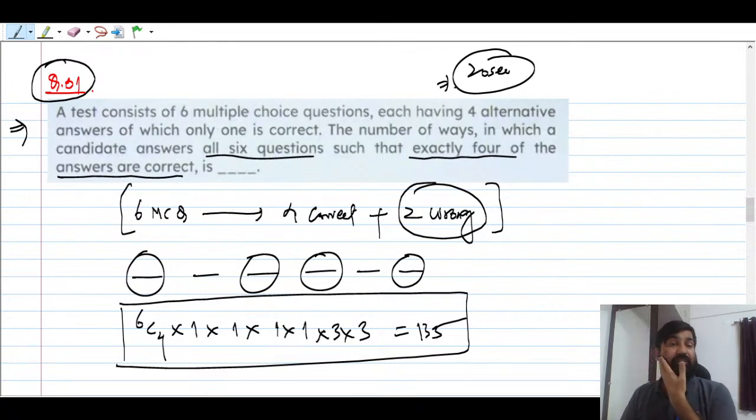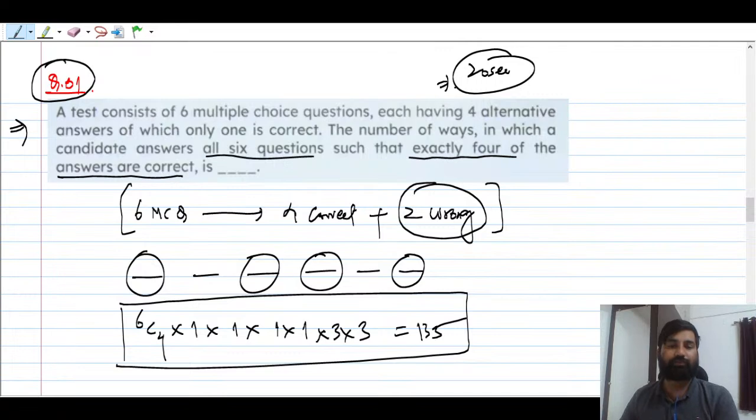Many of you might be thinking, sir, how have you multiplied 3 into 3? So 4 questions we have taken already, and we have seen that only one way will be there for 4 questions to be correct. And now 2 questions are wrong, so how many ways are there you can have the 2 questions wrong? You can say that there are 3 ways. I hope this makes sense.